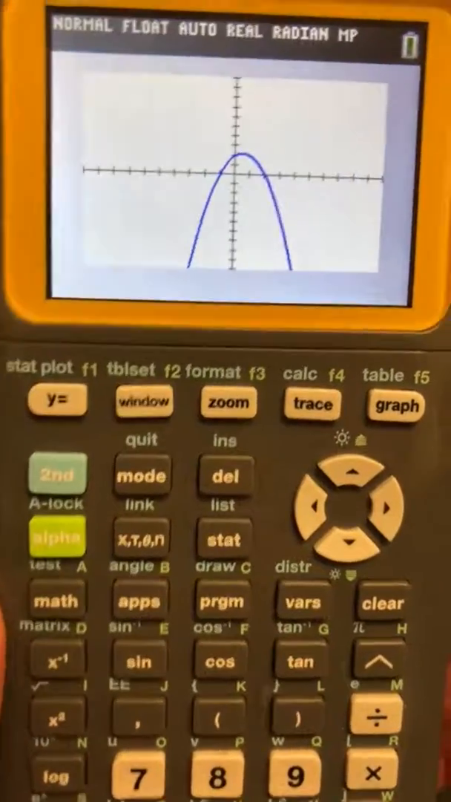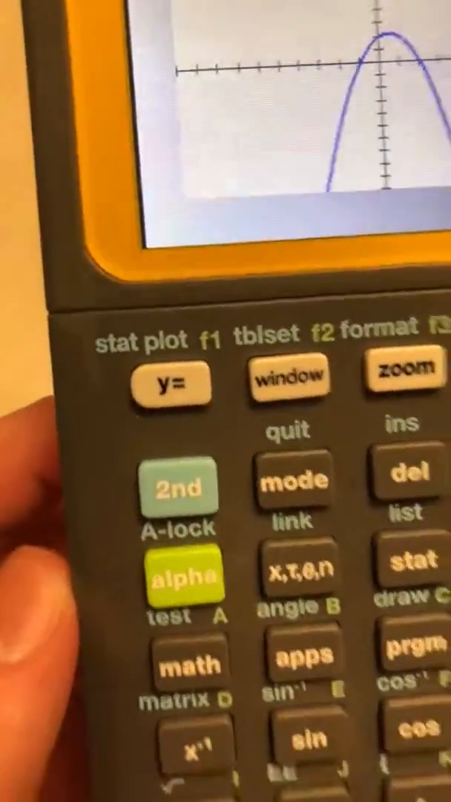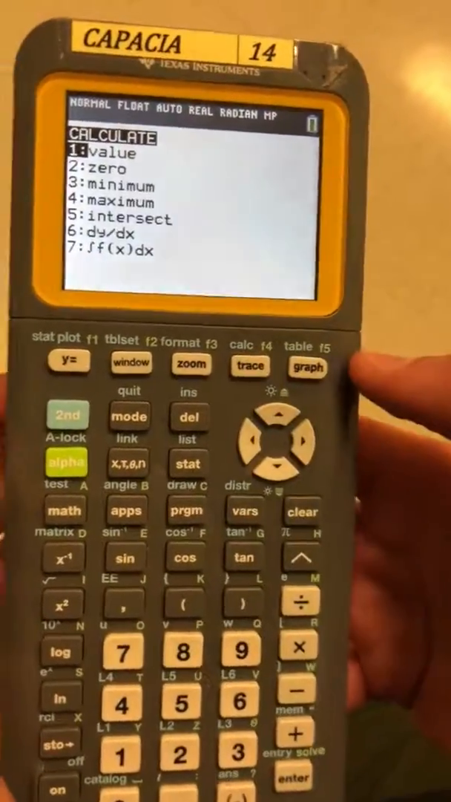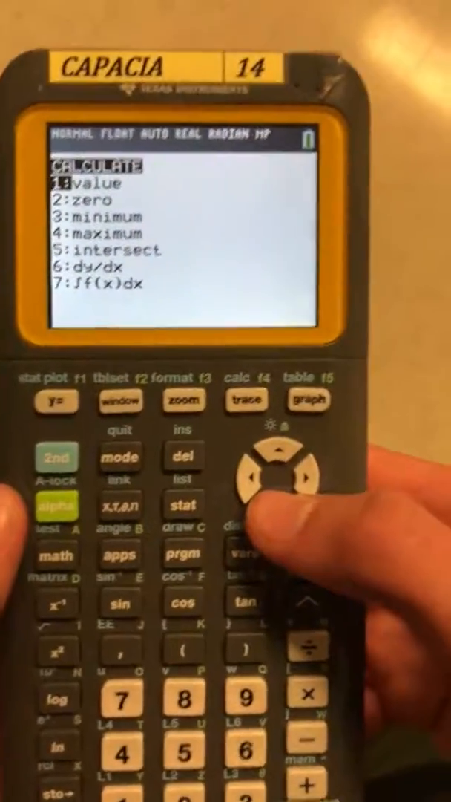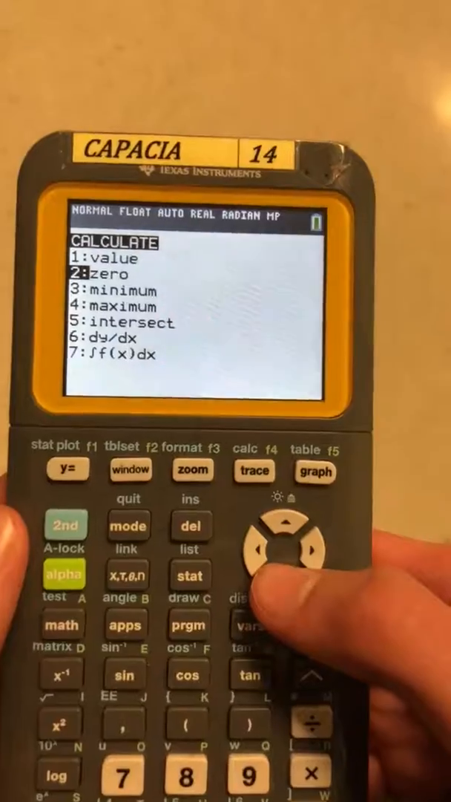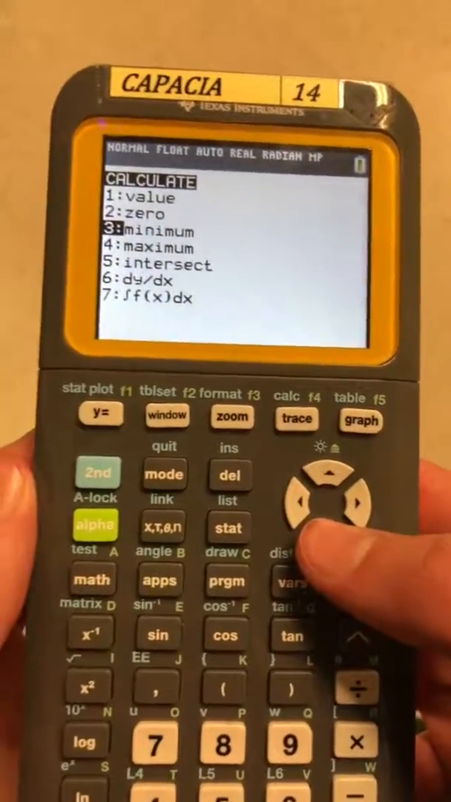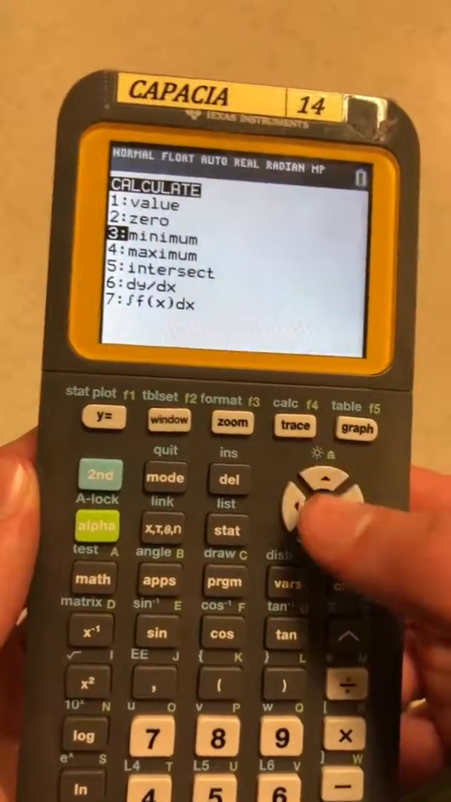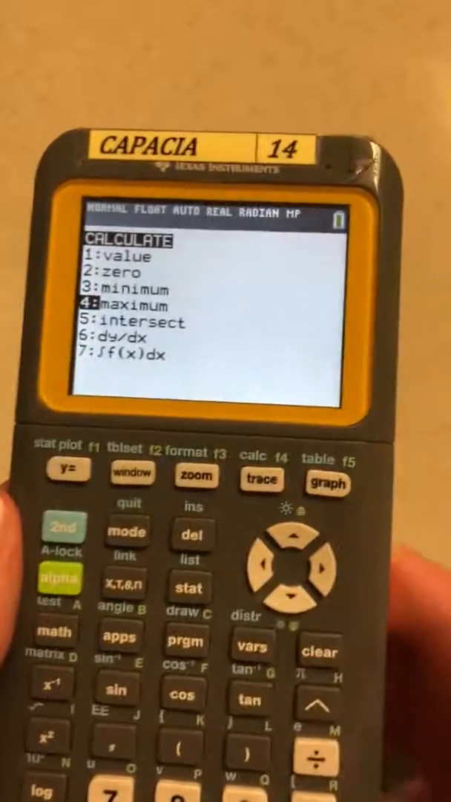And then if you want to find the vertex for the graph, you press second, and then trace, and it pulls up this, which you can do any of this. You can find the zeros, which is where it crosses the x-intercept. I think we should all know this. And then you can find the minimum or maximum. This is the vertex you have to go on. Since the graph is facing down, you would have to find the maximum.